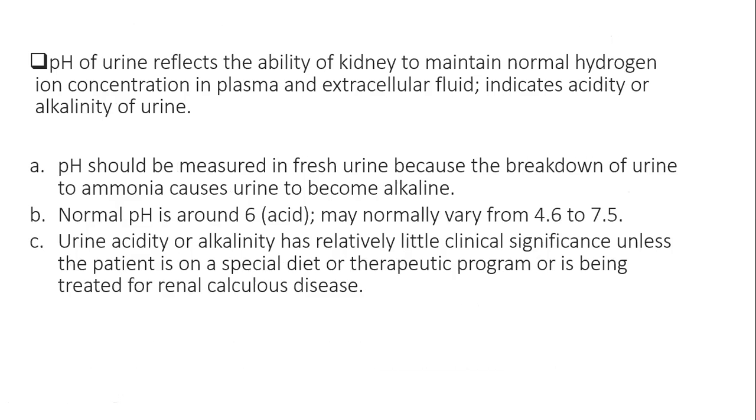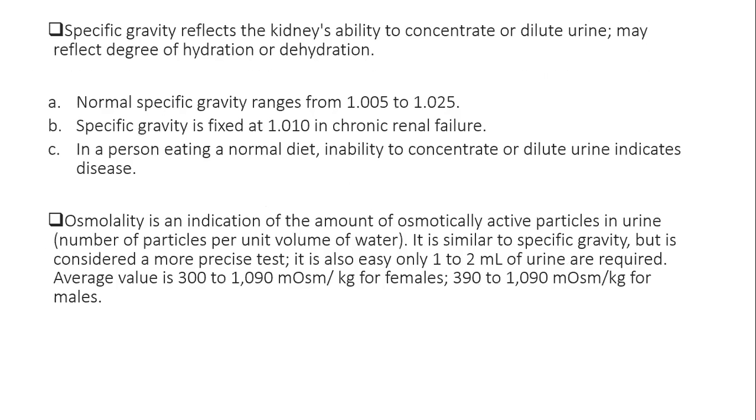The pH of the urine reflects the ability of the kidney to maintain the normal hydrogen ion concentration in plasma and extracellular fluid. It indicates acidity or alkalinity of the urine, and pH should be measured in fresh urine. Otherwise, there will be changes from breakdown of the urine to ammonia, and the urine may become alkaline. Normal pH is around 6, which is normally acidic, and may normally vary from 4.6 to 7.5. And urine acidity or alkalinity has relatively little clinical significance.